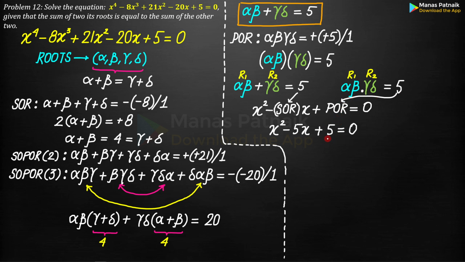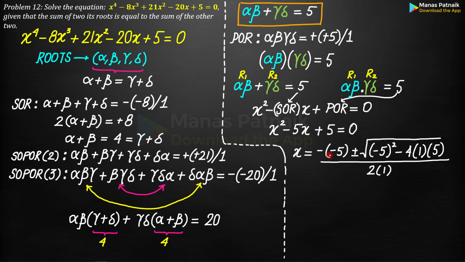And now you can use simple the formula approach. You can go for that, and you can simplify this. 25 minus 20 will be root 5. So the result is 5 plus minus root 5 by 2. Okay, 5 plus minus root 5 over 2. That's the result we have.